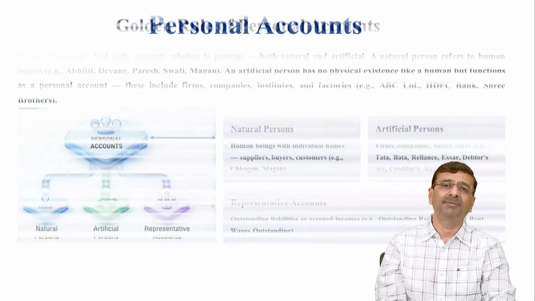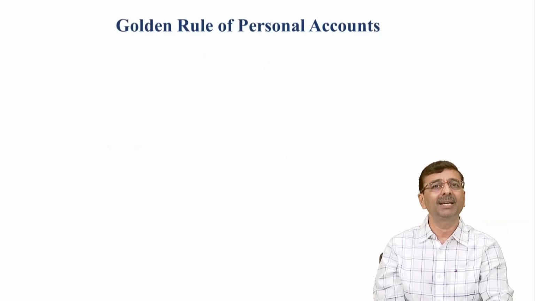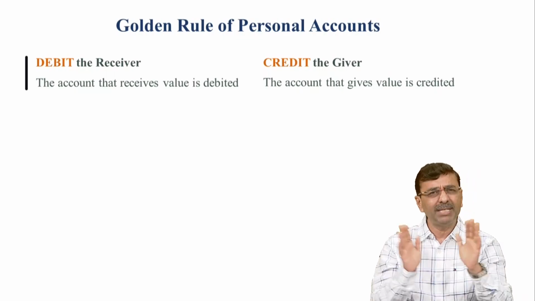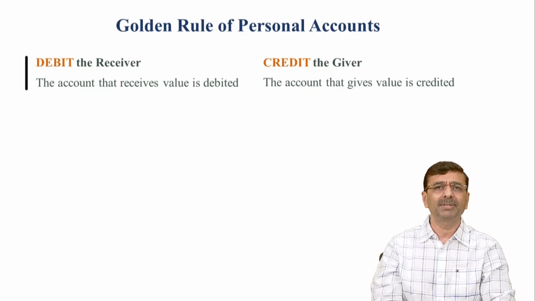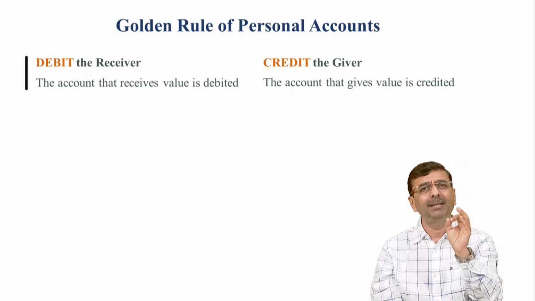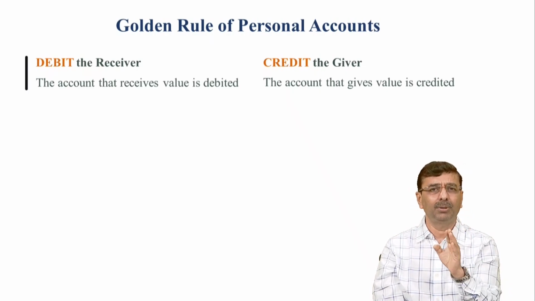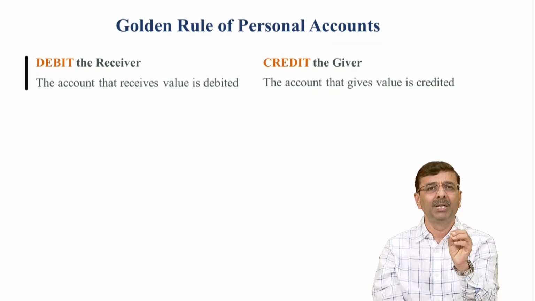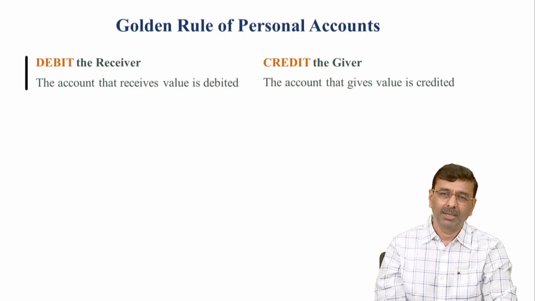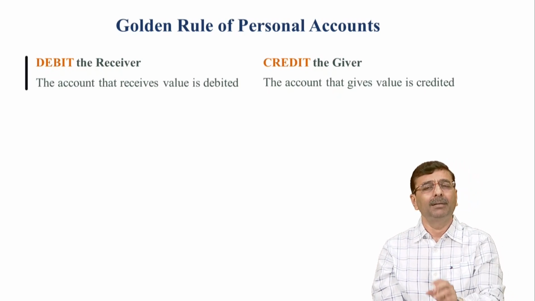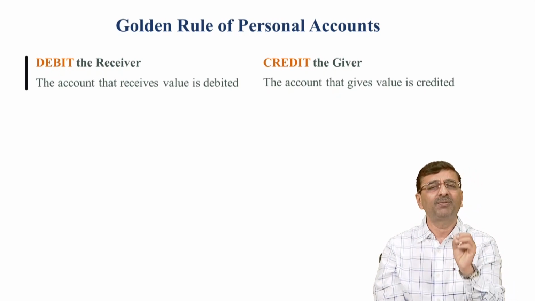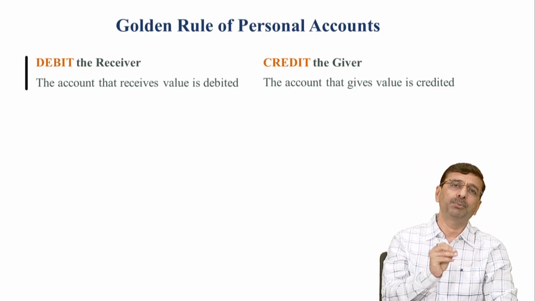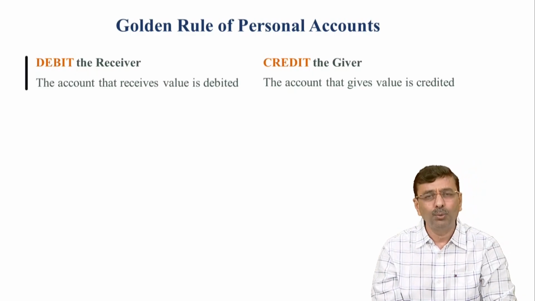Now, after this personal account, we need to understand the golden rules of the personal account. How does it work? In a very simple way. The golden rule of the personal account is: debit the receiver and credit the giver. It means the person who receives, his account is debited. We'll take an example also. Here, I just want to tell you, rupees 5,000 given to Bank of Baroda, or 5,000 rupees deposited in Bank of Baroda. So who is the receiver?